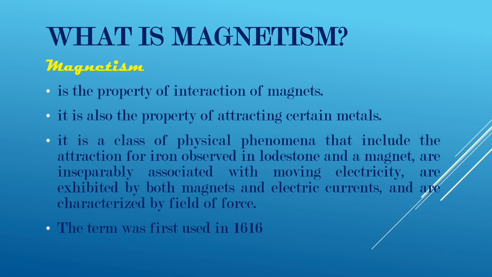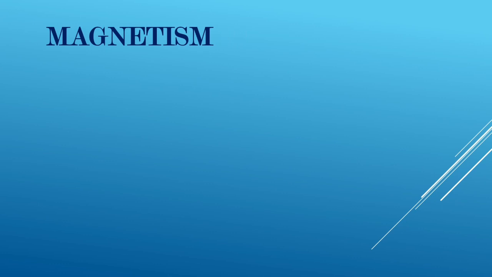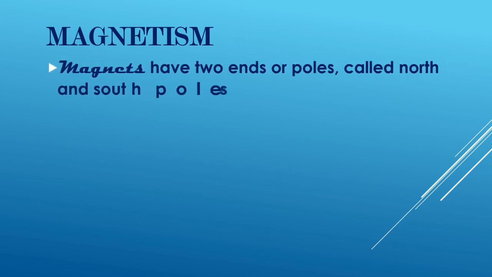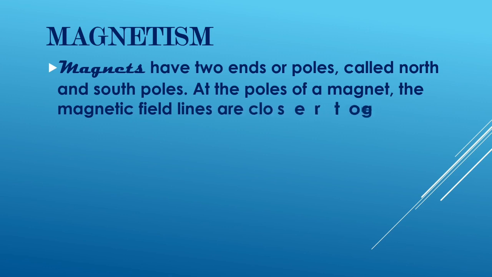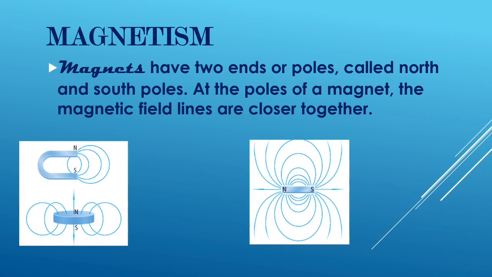There are different types of magnets. There are disk magnets, U-magnets or horseshoe magnets, there are bar magnets, and many more. The term magnetism was first used in the year 1616. Magnets have two ends or poles, called North Pole and South Pole. At the poles of a magnet, the magnetic field lines are closer together.